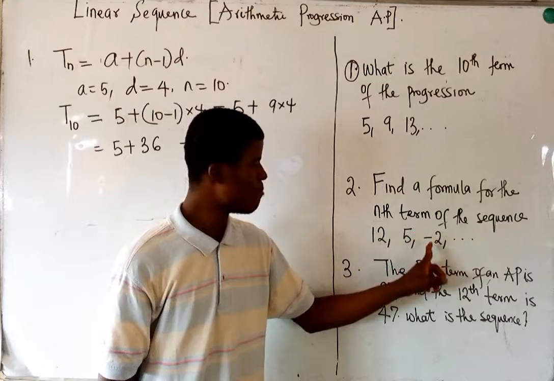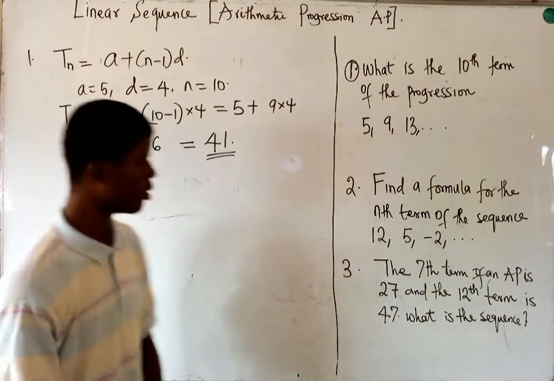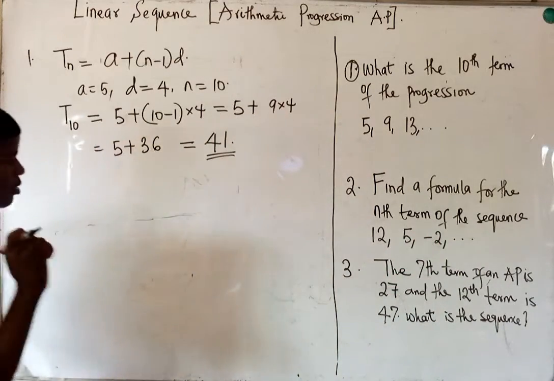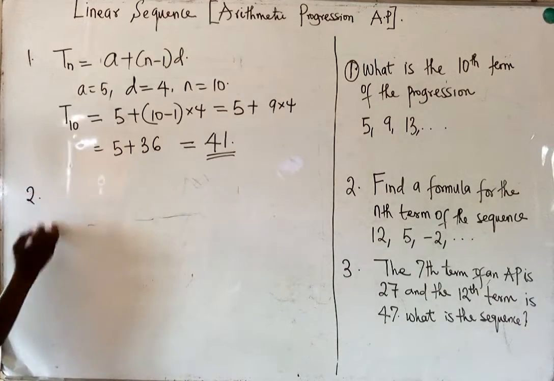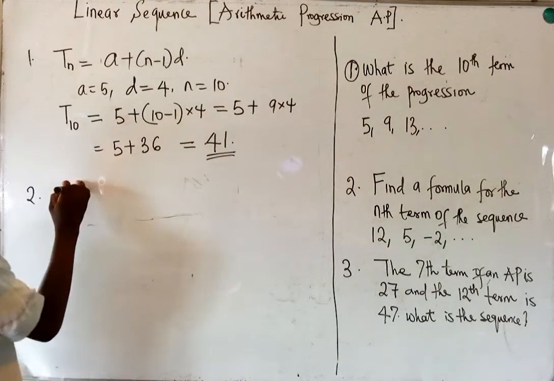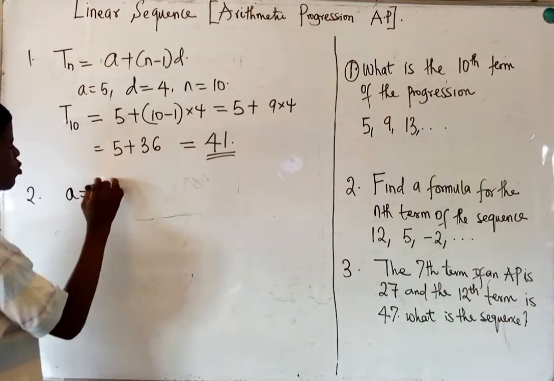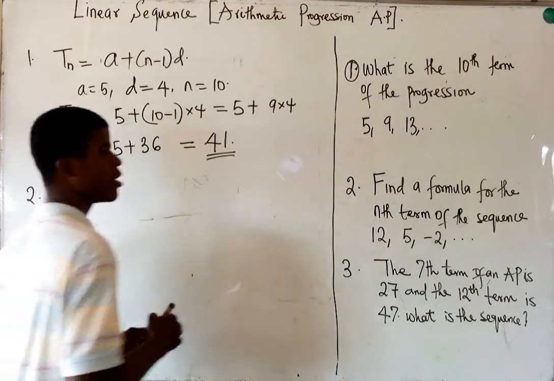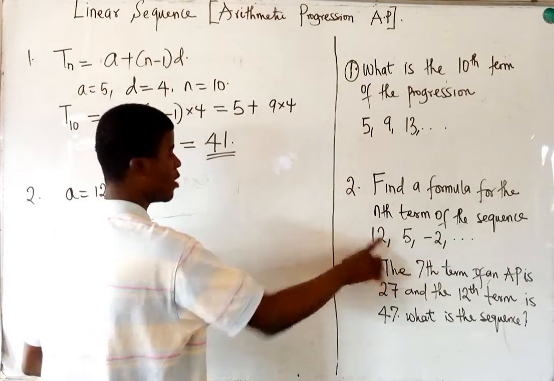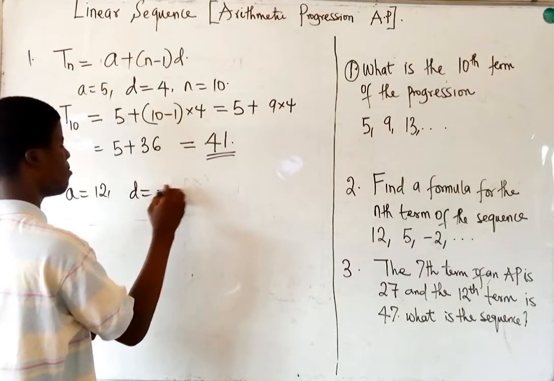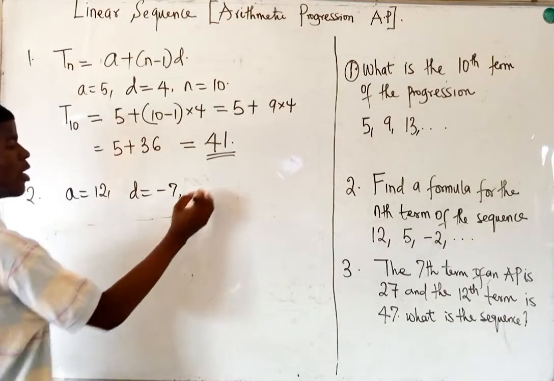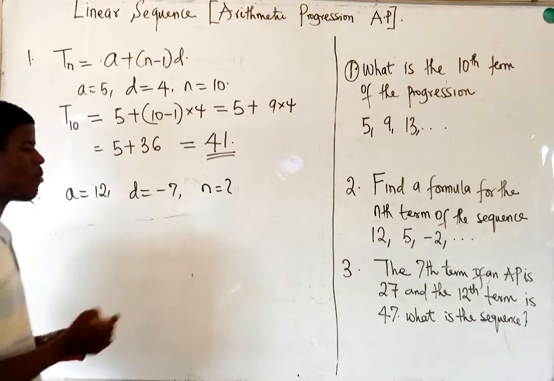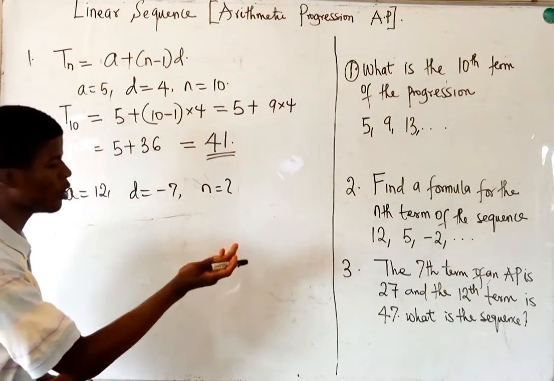12, 5, minus 2, and it continues that way. So the nth term formula, this is how to get it, question 2. We know the first term a is equal to what? 12. The common difference is 5 minus 12, that's minus 7. But we don't know n, that's the number of terms of this progression.